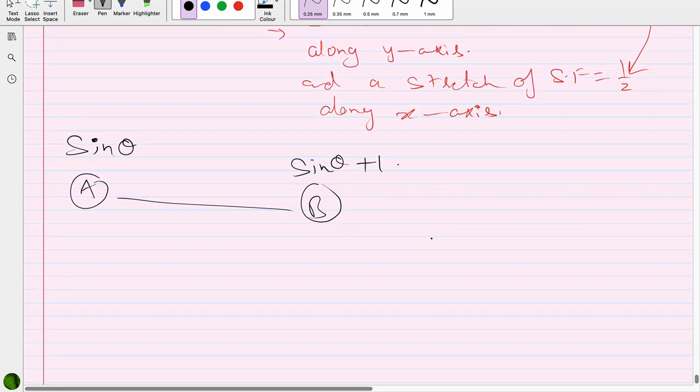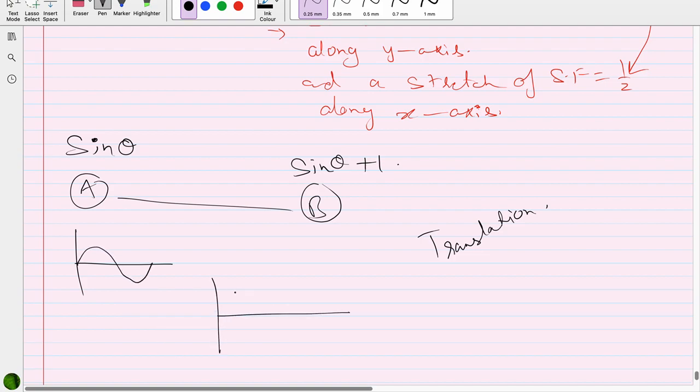Yes, and what is the word we use? Translation. This was sine theta and the new graph is raising the complete graph by 1 unit. So we say it is a translation of, in x direction there is no movement, in y direction there is a movement of 1. Translation vector is (0, 1).